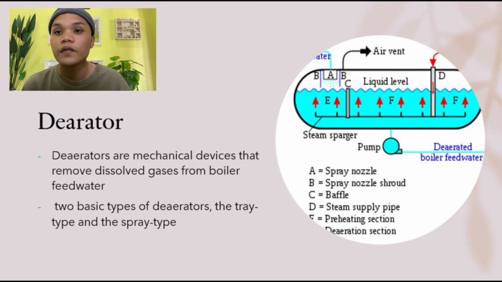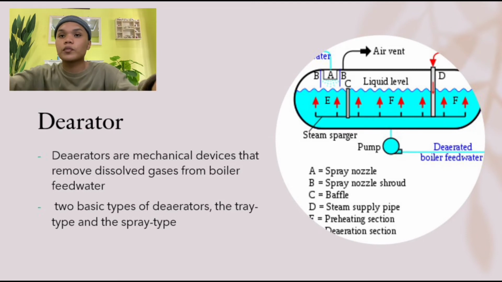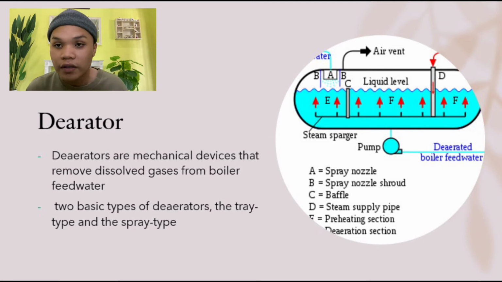What are the types of deaerator? There are two basic types of deaerator, the tray type and the spray type. The tray type, also called the cascade type, includes a vertical dome deaeration section mounted on top of a horizontal cylindrical vessel, which serves as the deaerator boiler feed water storage tank. The spray type consists only of a horizontal or vertical cylindrical vessel, which serves as both the deaeration section and the boiler feed water storage.